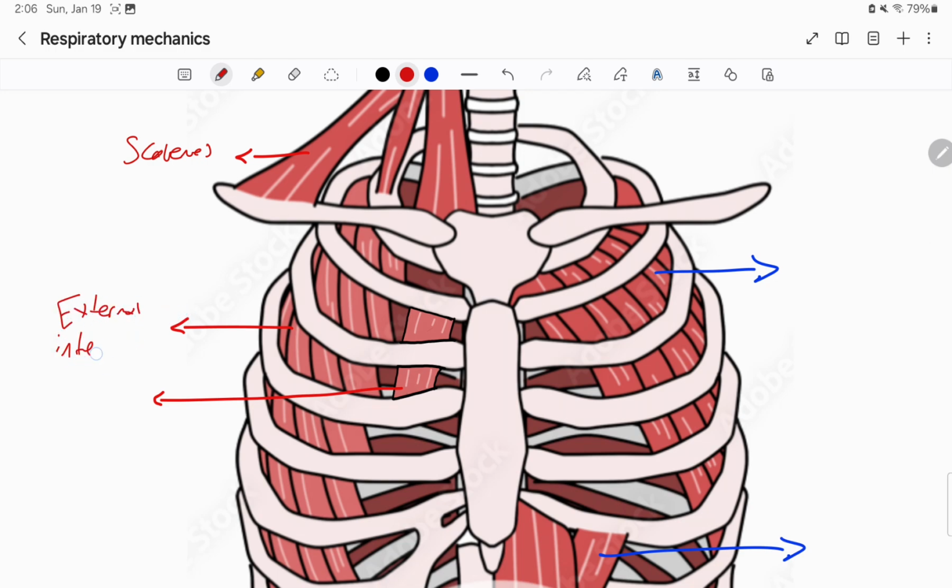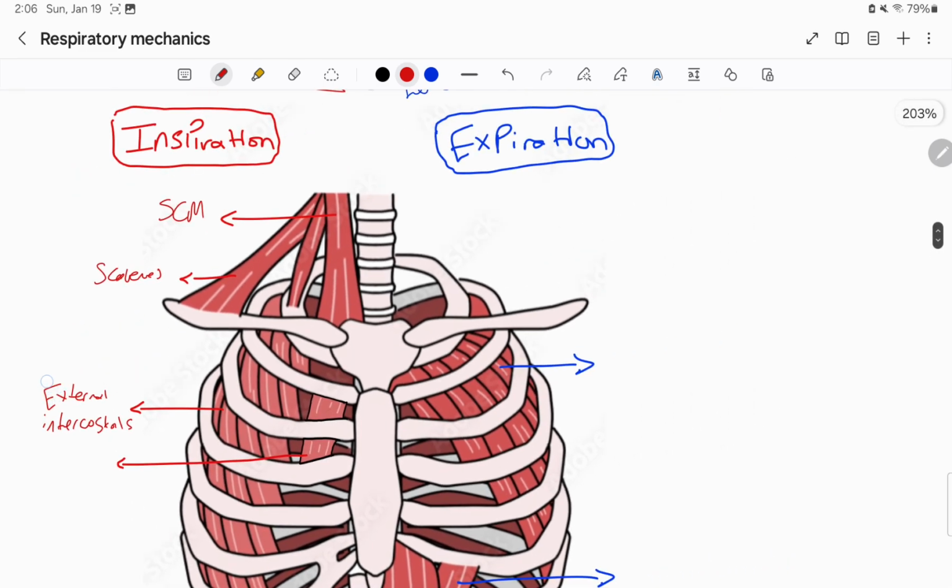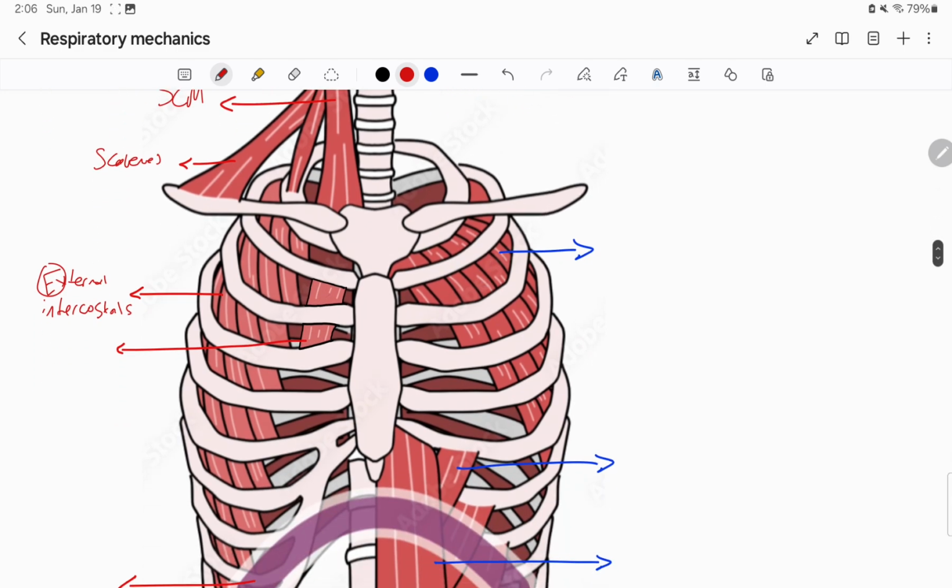People often get very confused by this one because they think that since external intercostal has an E in it, it has to be for expiration. I like to think of it as the opposite. Even though it has an E in it, it's actually for inspiration. So you can think of it as IE if you want: inspiration, external intercostals. The internal ones would be the exact opposite, and we'll see that later.